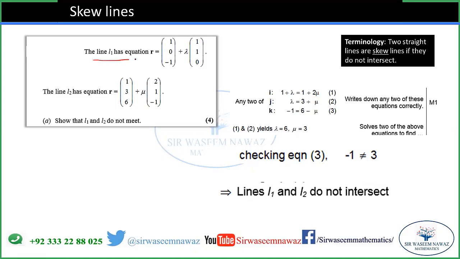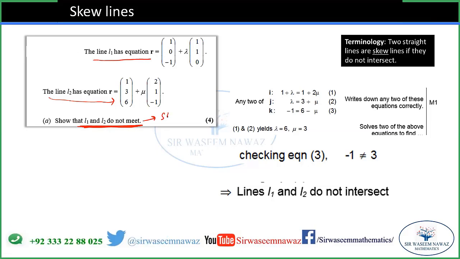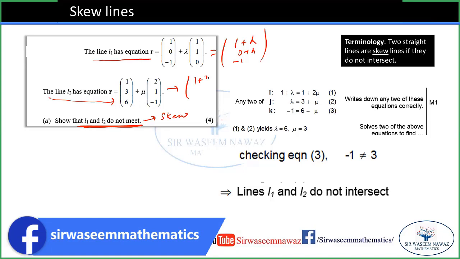The line L1 has the equation r is equal to this. The line L2 has the equation r is equal to this. Show that L1 and L2 do not meet. When they do not meet, it means they are skew. The strategy is the same. First, I prefer that you make a column vector: 1 plus lambda, 0 plus lambda, and minus 1. And you make 1 plus 2 mu, 3 plus mu, and 6 minus mu.